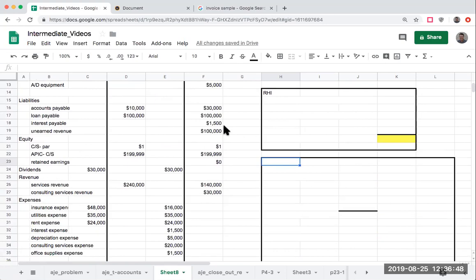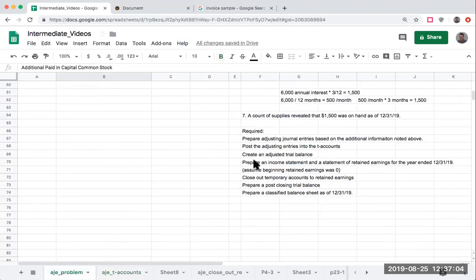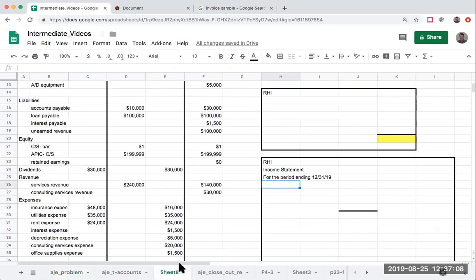So we're going to go ahead and do an income statement. The way we're going to do our income statement is we're going to say RHI income statement. And we're going to say here for the period ending 12/31/19. Now just remember, when I go here and look at the question, it's for the year ended because the income statement is showing us a period of time.